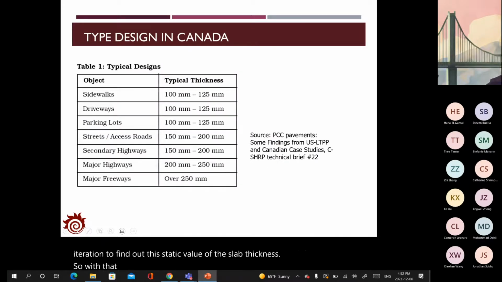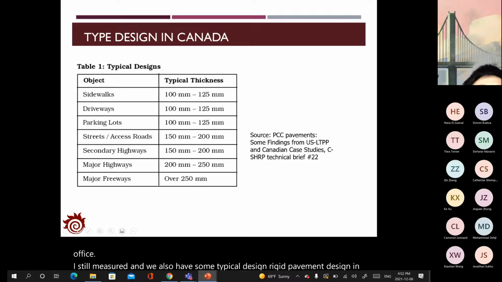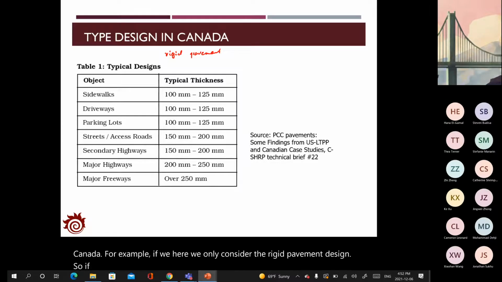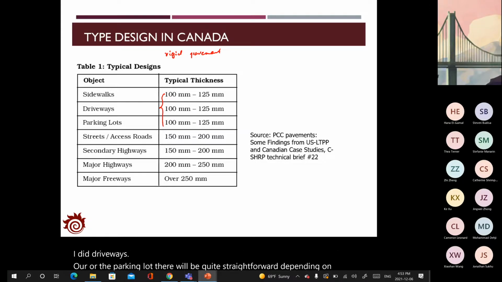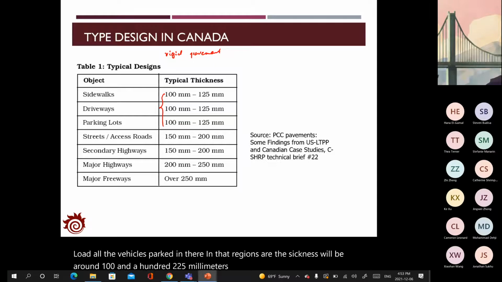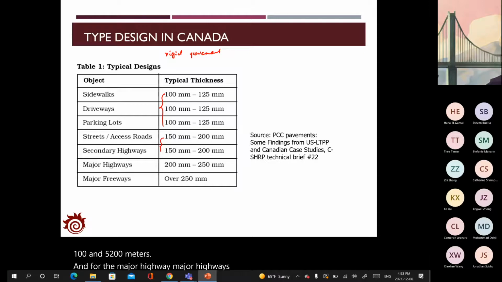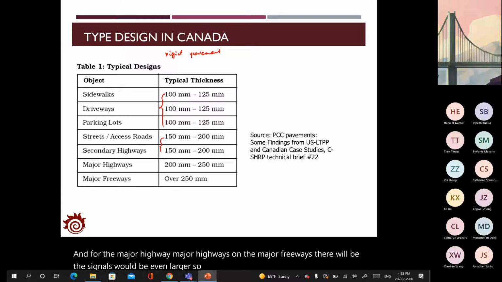Okay, so with that, we finished the introduction about the rigid pavement design with the AASHTO method. And we will also look at some typical rigid pavement designs in Canada. If we are talking about the sidewalk or the driveways, or the parking lot, that will be quite straightforward, depending on the number and the load of the vehicles parked in that region. The thickness will be around 100 to 125 millimeters. And for some local roads or access roads or secondary highways, it could be around 150 to 200 millimeters. And for the major highways or major freeways, the thickness will be even larger. So these are some typical values in Canada.